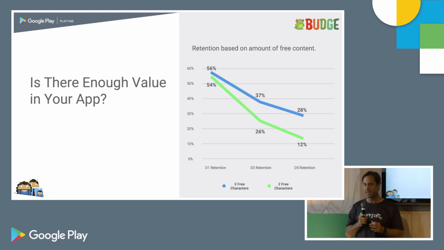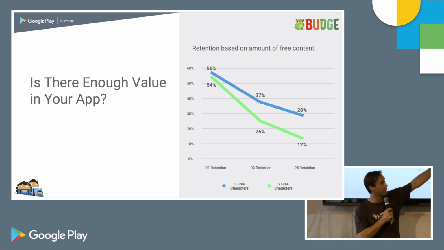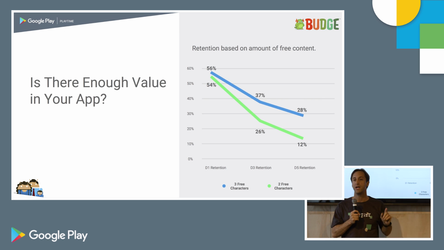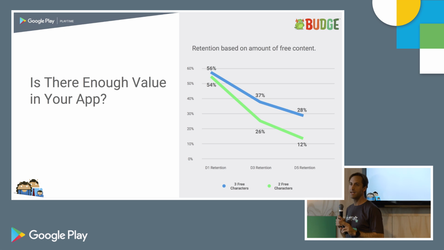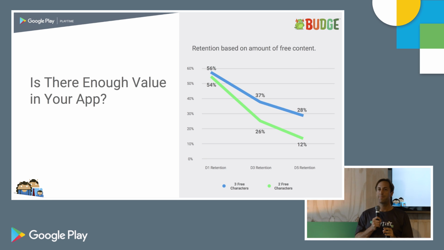So the key question is, is there enough value in your app? I wanted to point to this example of Budge Studios. This is a graph that showed retention. The top number is when they gave away 3 free items, and the bottom is when they gave away 2. So as you can see, that really spiked their numbers. This isn't necessarily what a lot of developers think. There's usually the perception that you have to limit a lot of the free content, but we're actually finding otherwise, and this is some great data from Budge Studios, that the first-time experience was better, and that actually led to greater retention, engagement, and ultimately revenue by giving away that third character.